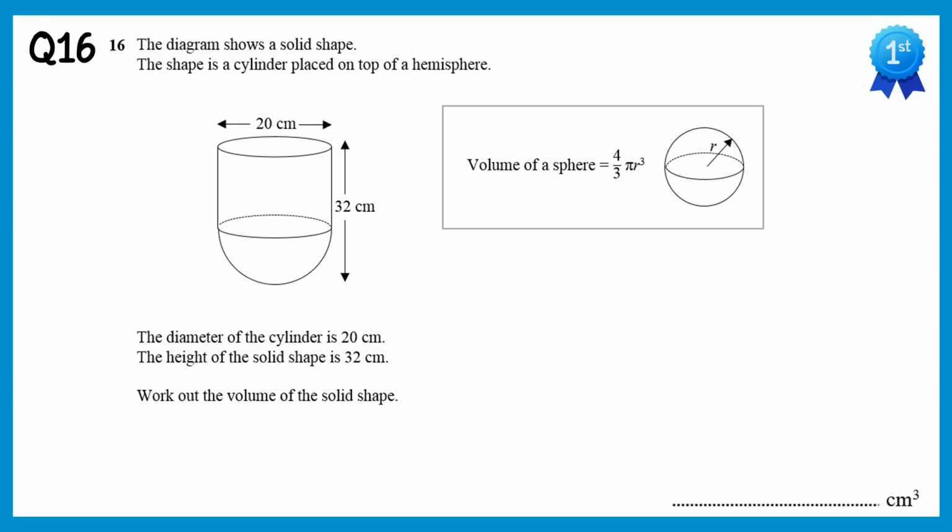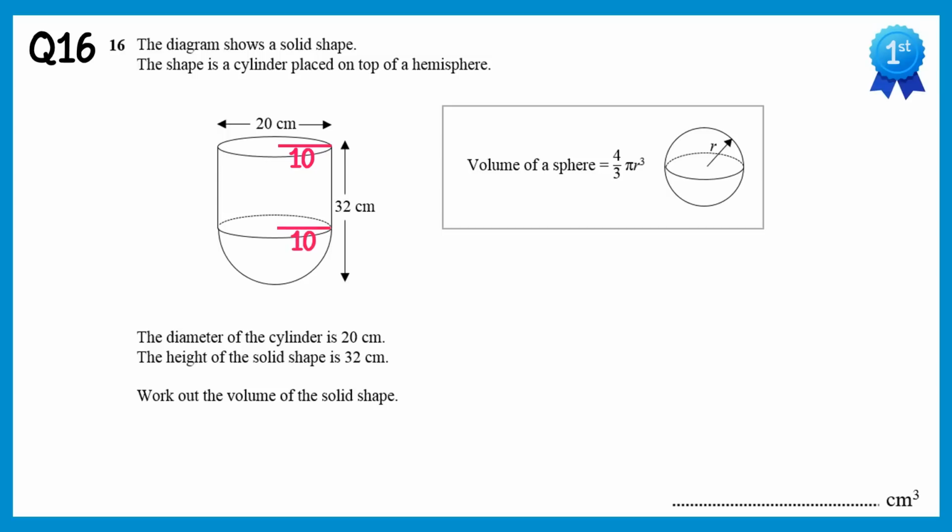In this question, we're trying to find the volume of the shape. The shape is in two parts. We have a cylinder and a hemisphere. Let's look at the cylinder first. The diameter of the cylinder is 20 centimeters, which means the radius here is 10 centimeters. That's also the radius of the hemisphere, so 10 centimeters.